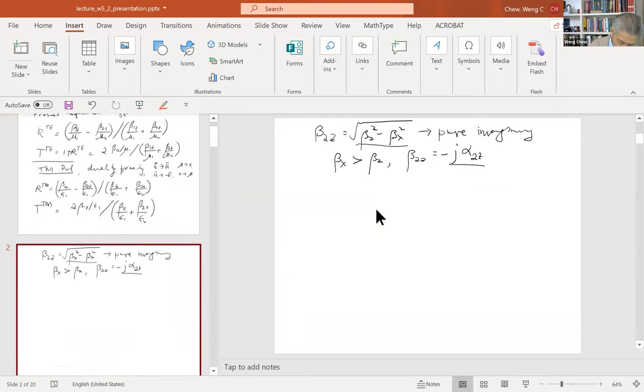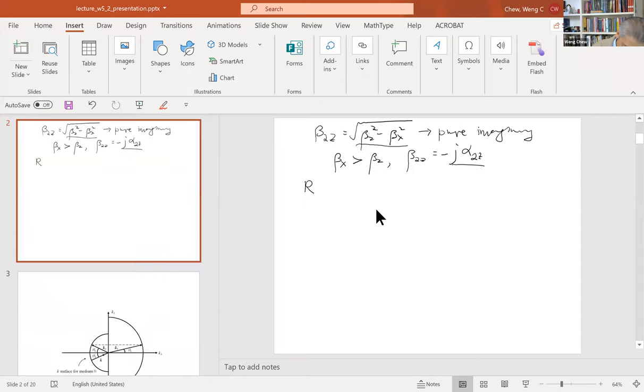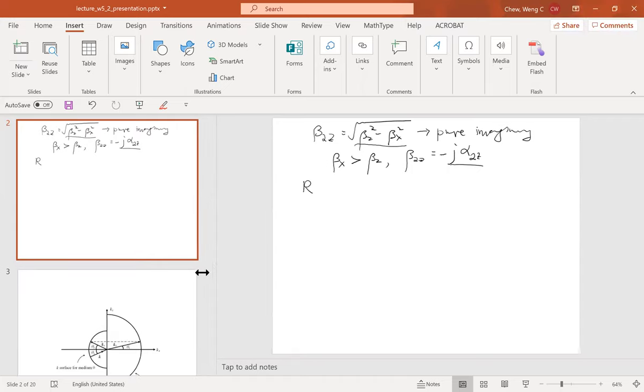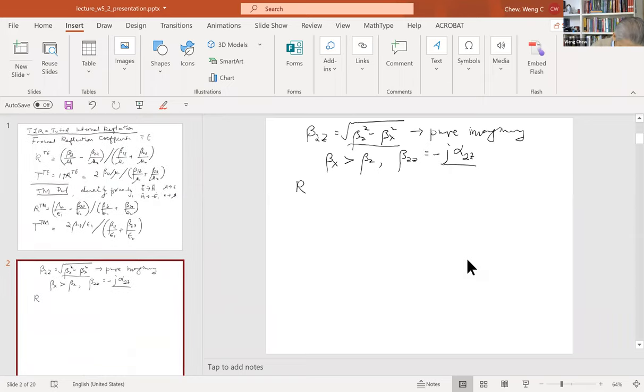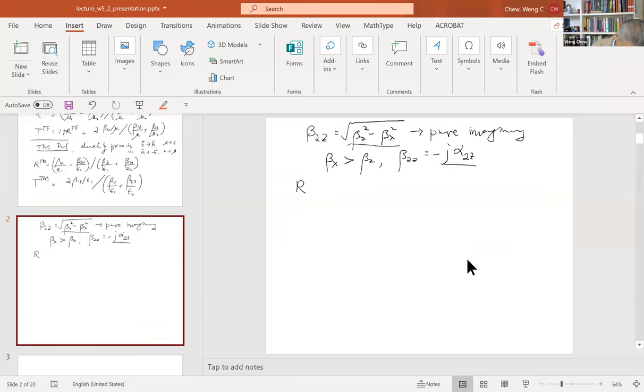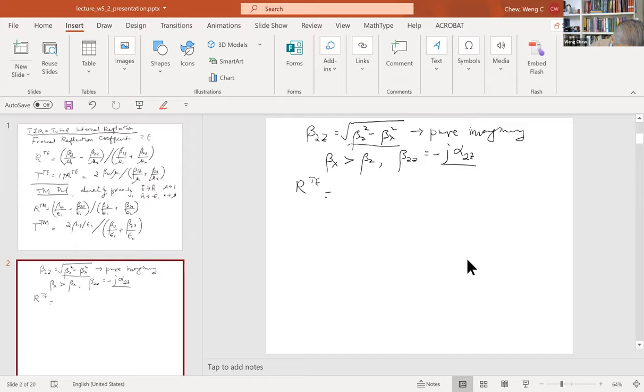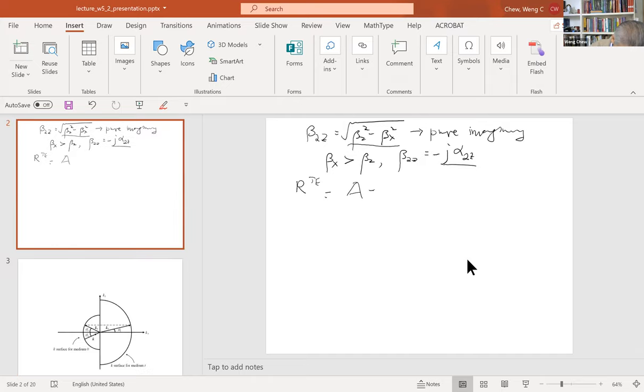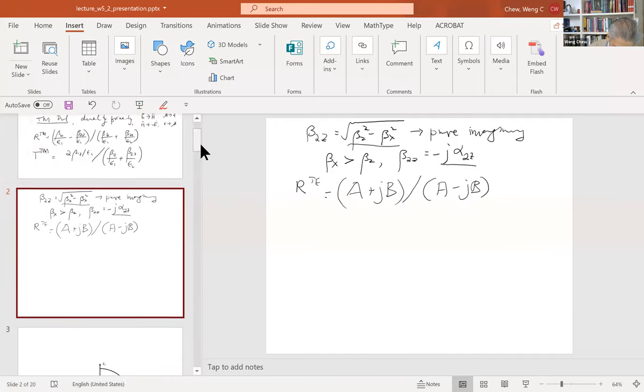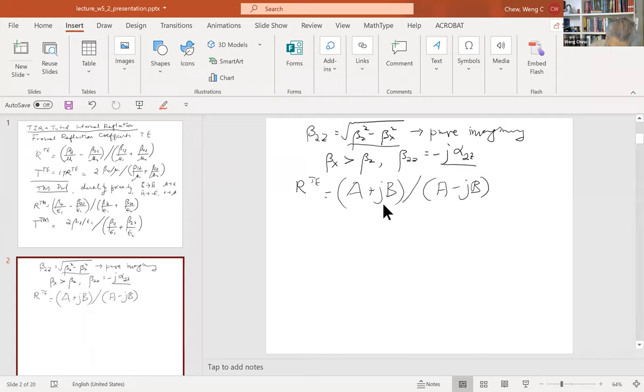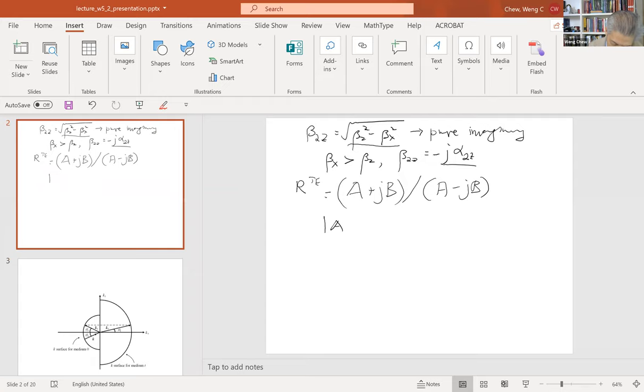And then if you go and look at the Fresnel reflection coefficient, and if we just look at RTE, for instance, RTE then would be equal to, if you look at this equation, of the form of A plus an imaginary number divided by A minus an imaginary number. Okay, and if that is the case, then you immediately know that the numerator and the denominator of this rational function are complex conjugates of each other.